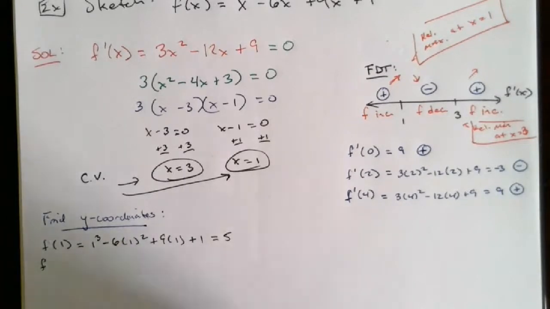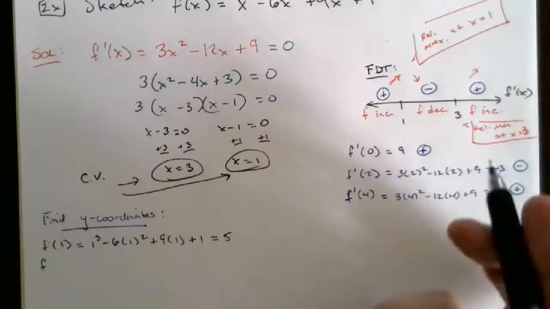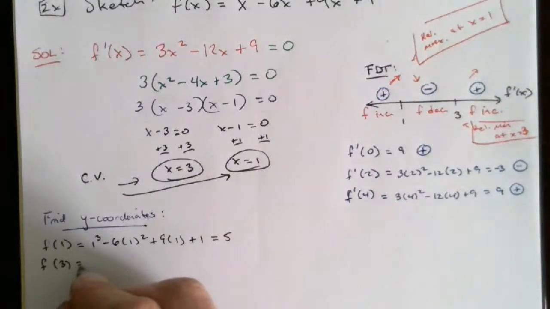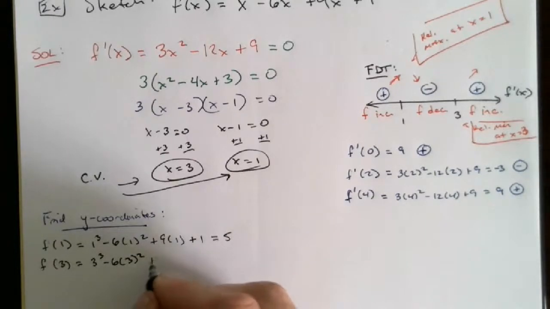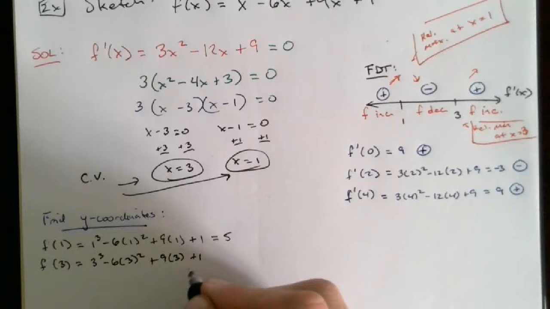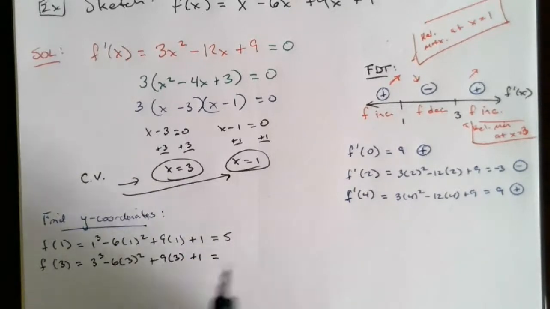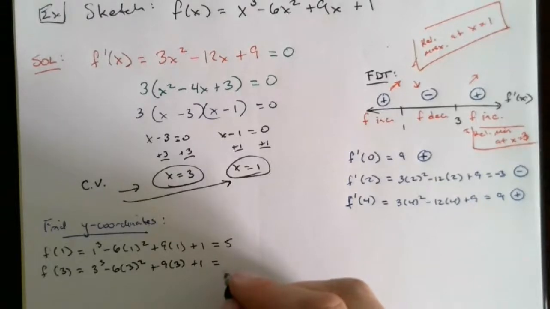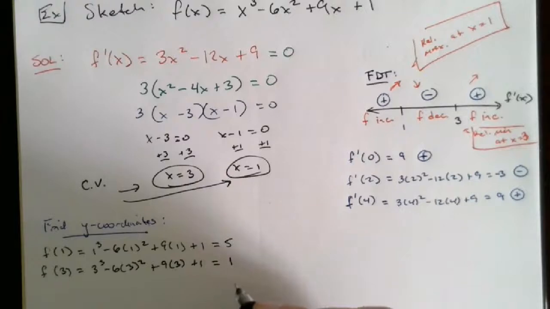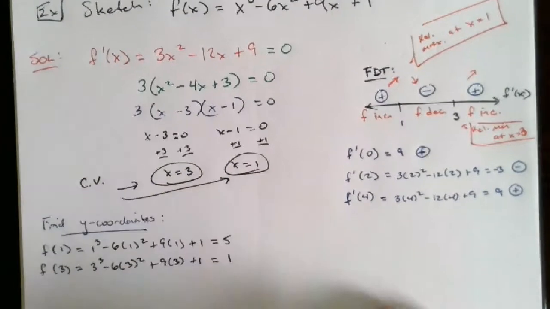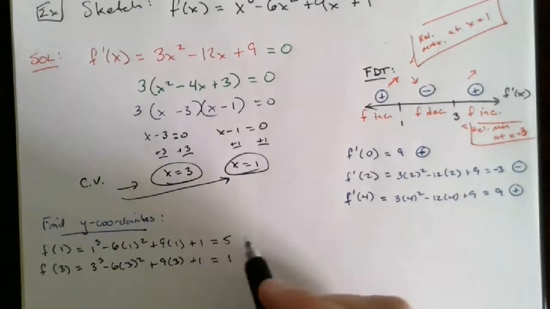F of, what's the other value? 3. So we would have 3 cubed minus 6 times 3 squared plus 9 times 3 plus 1. This comes out to, if you add that all up, this comes out to 1. Because you got 3 cubed is 27. This will be minus 6 times 9 would be 54. So it would be negative 27. This will be plus 27. Those cancel to 0. Plus 1 just gives you 1. So you've just found the relative max and relative min values.